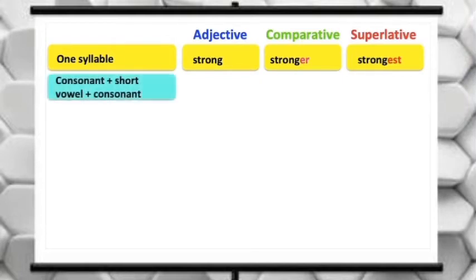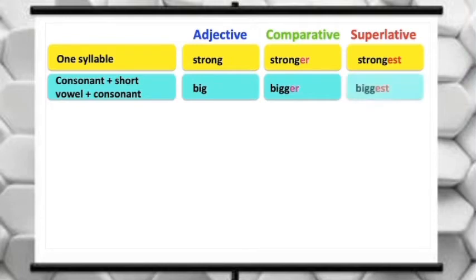For adjectives with a consonant short vowel consonant spelling, the final letter is doubled before adding the ending. For example, big. The comparative adjective would be bigger. So we've doubled the final letter G and added the ending er. The superlative adjective is biggest. Again, we double the final letter and add the ending est.